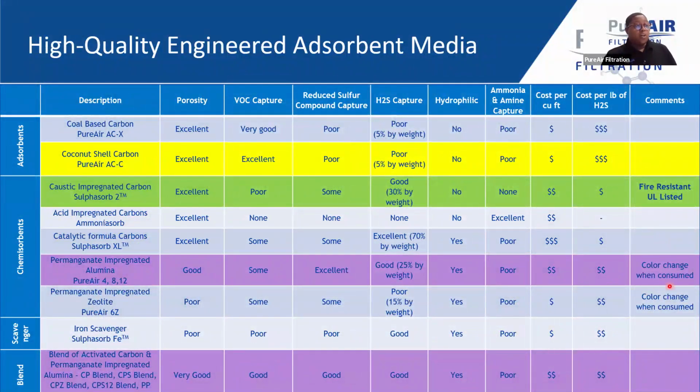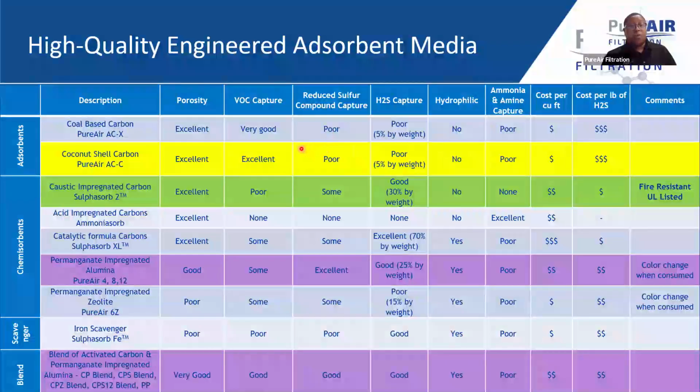And so this chart, if we go through here, you can see which media blends or media types are recommended and why they're recommended. You can see here the porosity. Of course, activated carbon has a lot of pores, and that's why a lot of times people use it for H₂S removal.